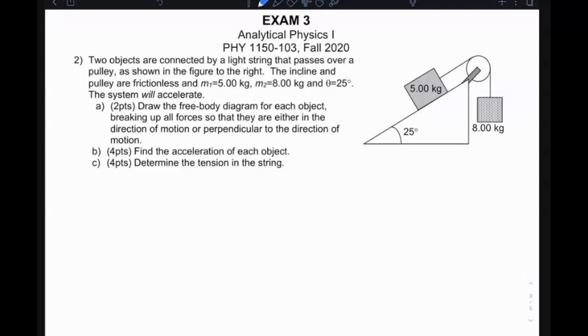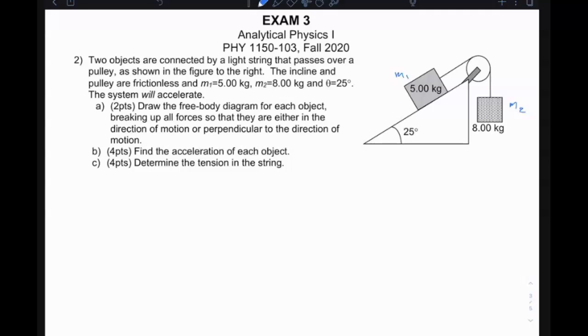This is a review of question 2 in exam 3. In this question, two objects are connected by a light string that passes over a pulley, as shown in the figure to the right. The incline and the pulley are frictionless, and mass 1 is equal to 5.00 kilograms, and mass 2 is equal to 8.00 kilograms, and the angle of the incline, theta, is equal to 25 degrees.